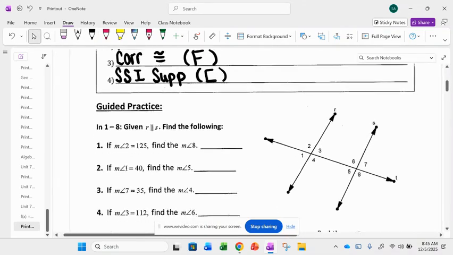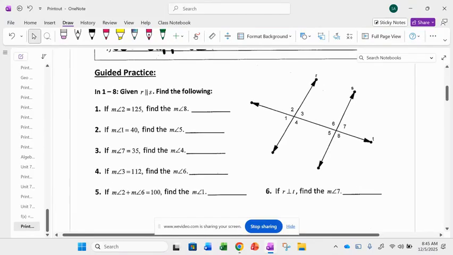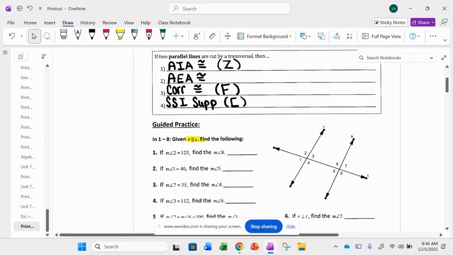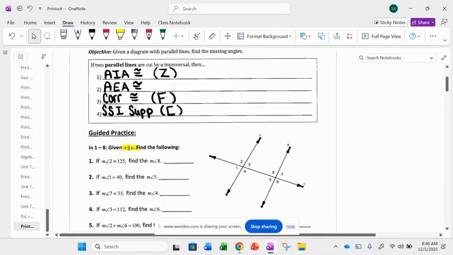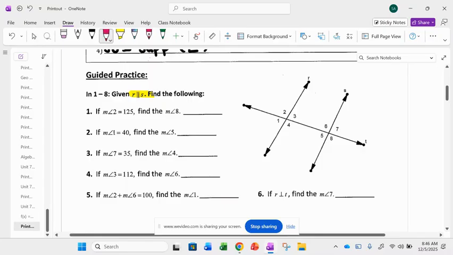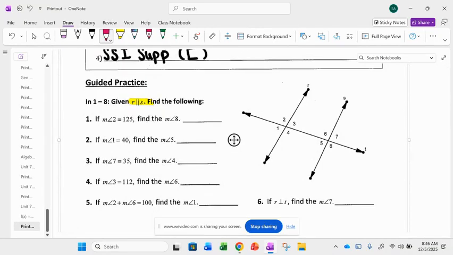So we're just going to get right into this. Here they're telling us that line R is parallel to line S. Because line R is parallel to line S, all those different theorems on the angles that we just talked about hold true. They're saying if angle 2 is 125, so that's right here, I'm going to label it, find the measure of angle 8.